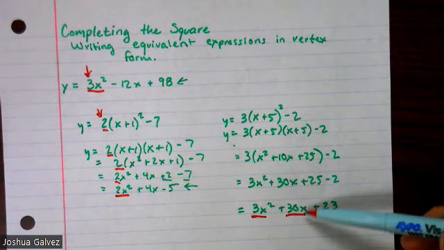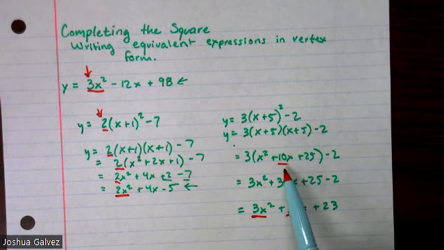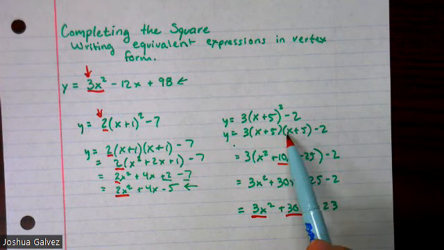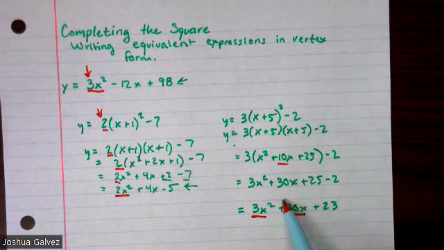This 30 came from when we distributed the 3 into this 10. And this 10 came because when we FOILed it, we ended up getting 5x and 5x. So how can we use that to our advantage so that we end up with a negative 12 here?